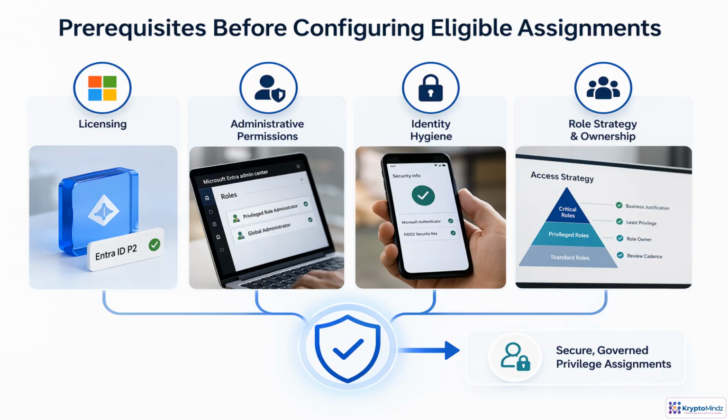Before creating eligible assignments, validate the foundation. PIM depends on the right prerequisites. Confirm the tenant has Microsoft Entra ID P2 licensing because that enables the full PIM feature set. Make sure the person configuring assignments has the proper authority, typically privileged role administrator or global administrator. Check identity readiness as well. Users should have strong authentication registered before they activate privileged access. Finally, agree on the role strategy, including least privilege, clear role owners, and documented reasons for access. That foundation keeps privilege from becoming unmanaged.